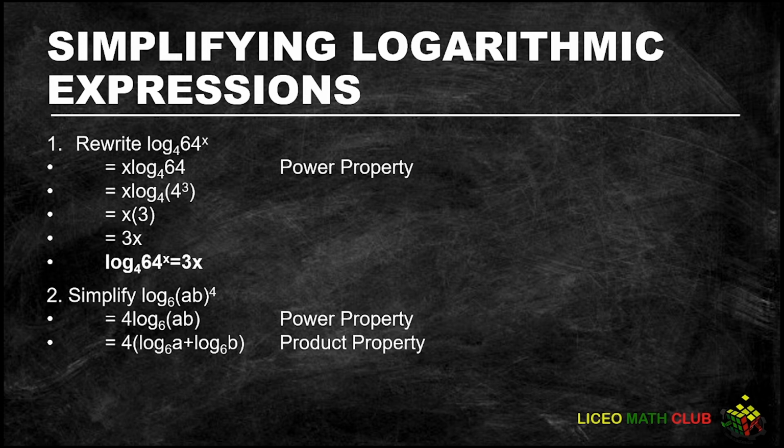Distributing 4, we will have 4 log base 6 of A plus 4 log base 6 of B. Therefore, log base 6 of quantity AB raised to 4 is equal to 4 log base 6 of A plus 4 log base 6 of B.